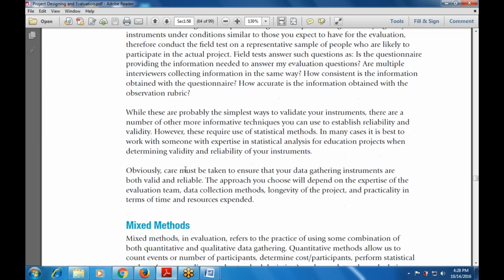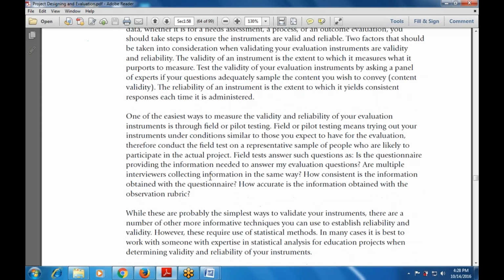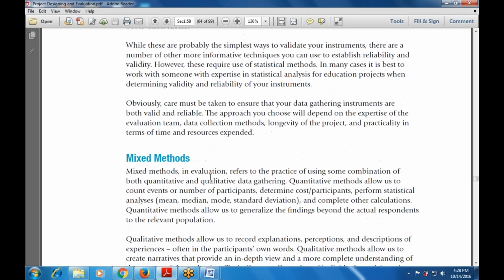The next is mixed methods. Mixed methods in evaluation refers to the practice of using some combination of both quantitative and qualitative data gathering. So this is a practice that includes both the quality-wise as well as the quantity-wise. It means a combination, a mix, of qualitative and quantitative data gathering.